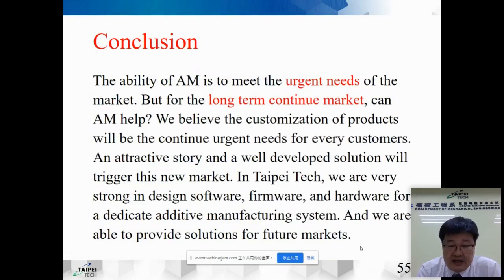So customization will be the key. An attractive story and a well-developed solution will be possible to trigger the new market. In our center in Taipei Tech, we are very strong in design, software, firmware, hardware, and dedicated systems. And we are able to provide a solution for the future market. Okay, that's my talk.